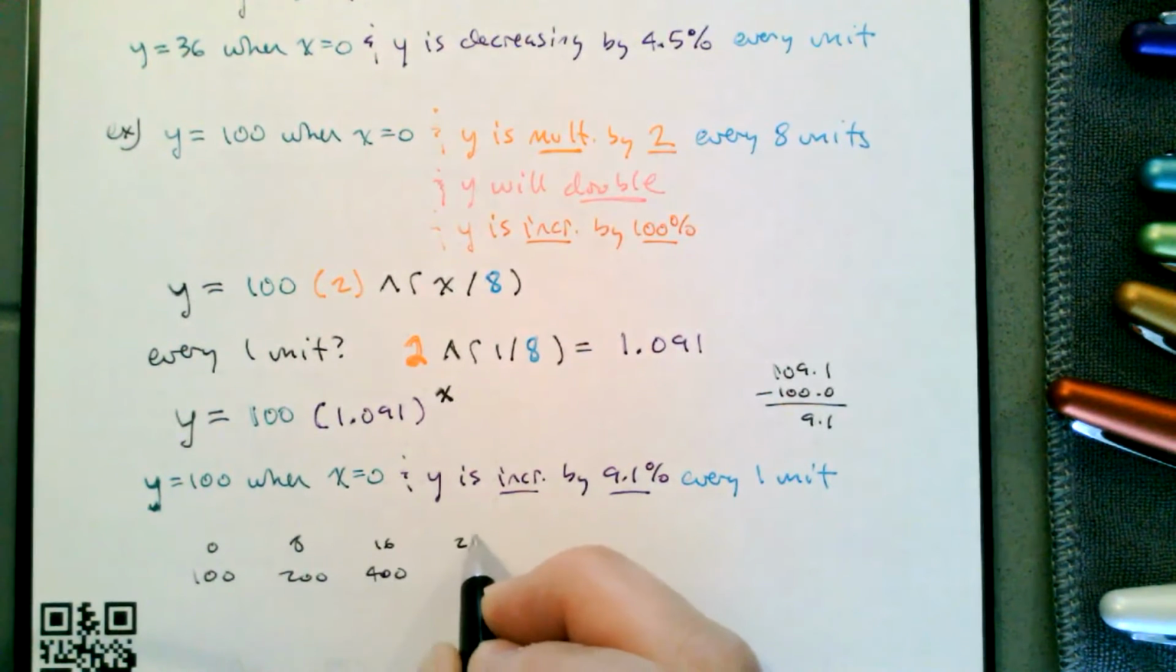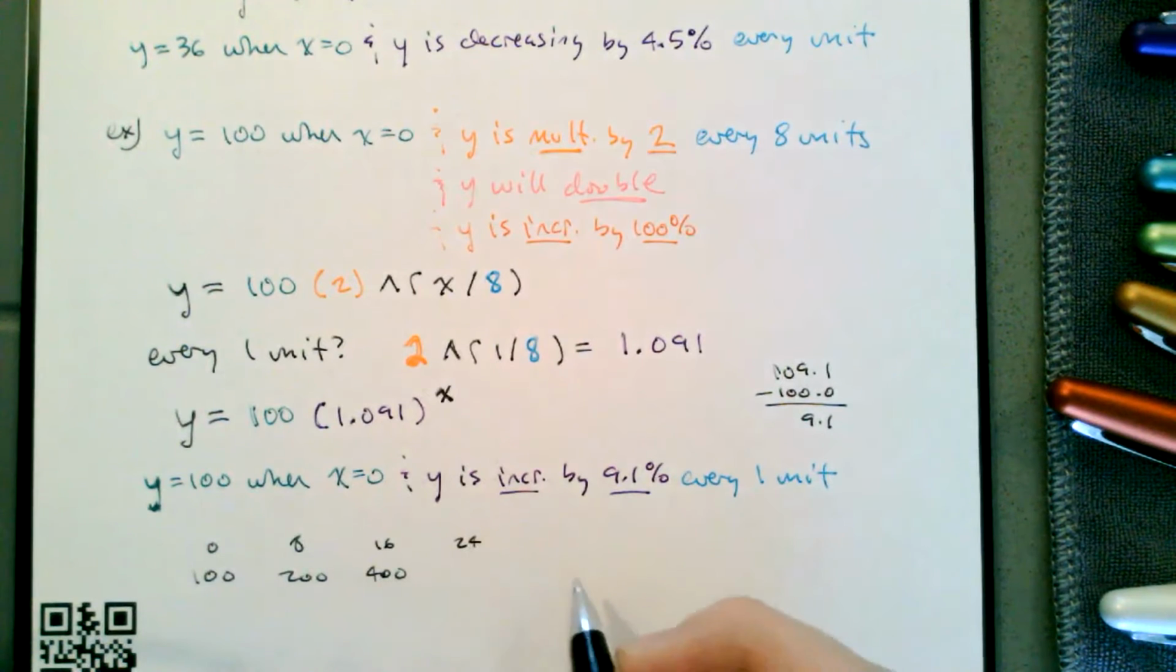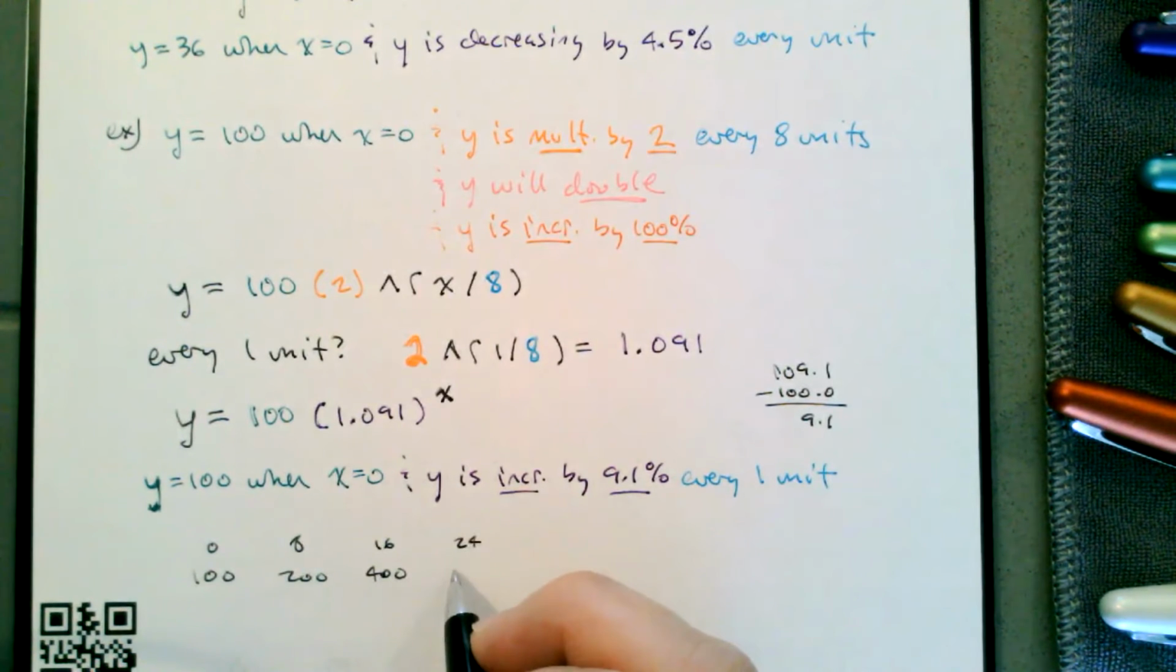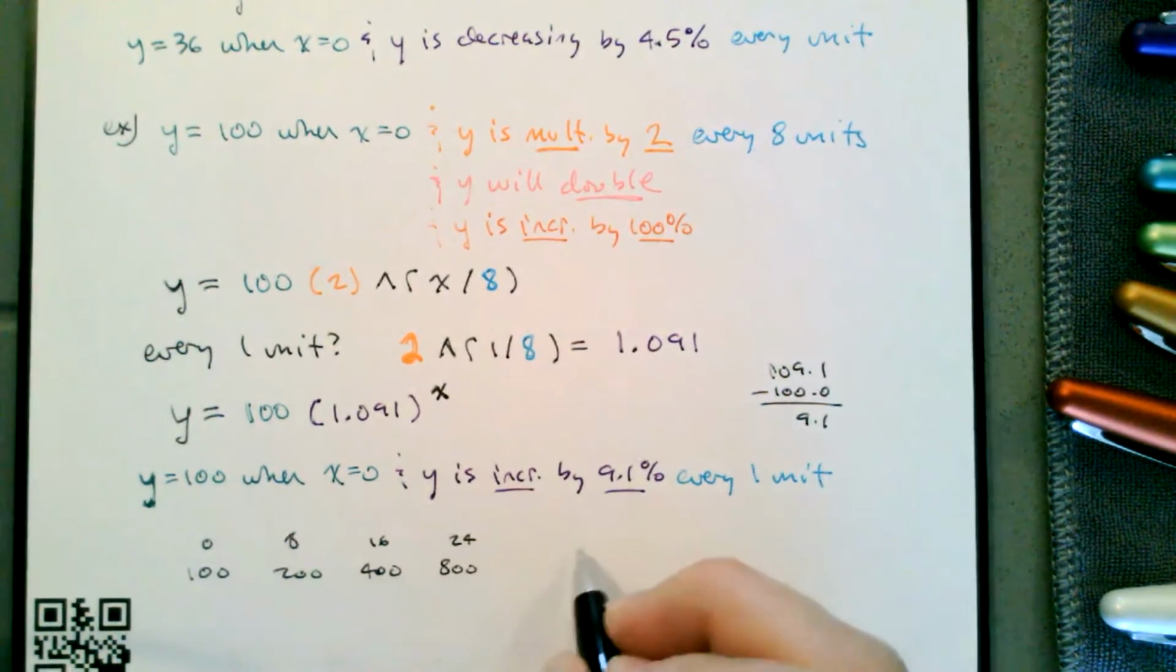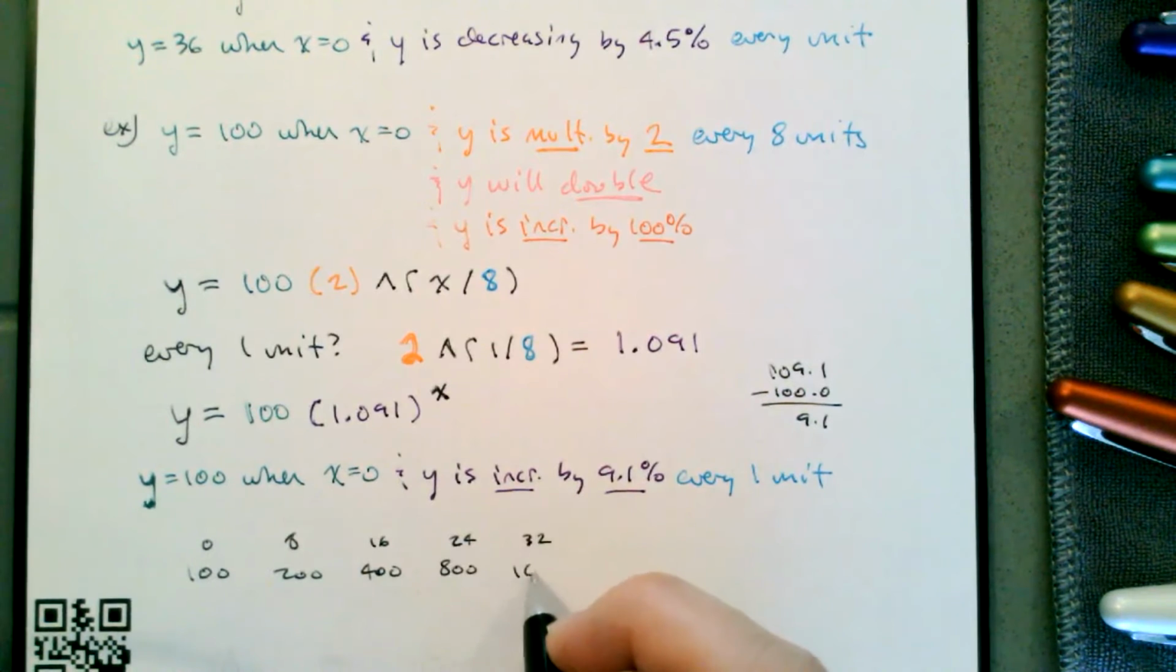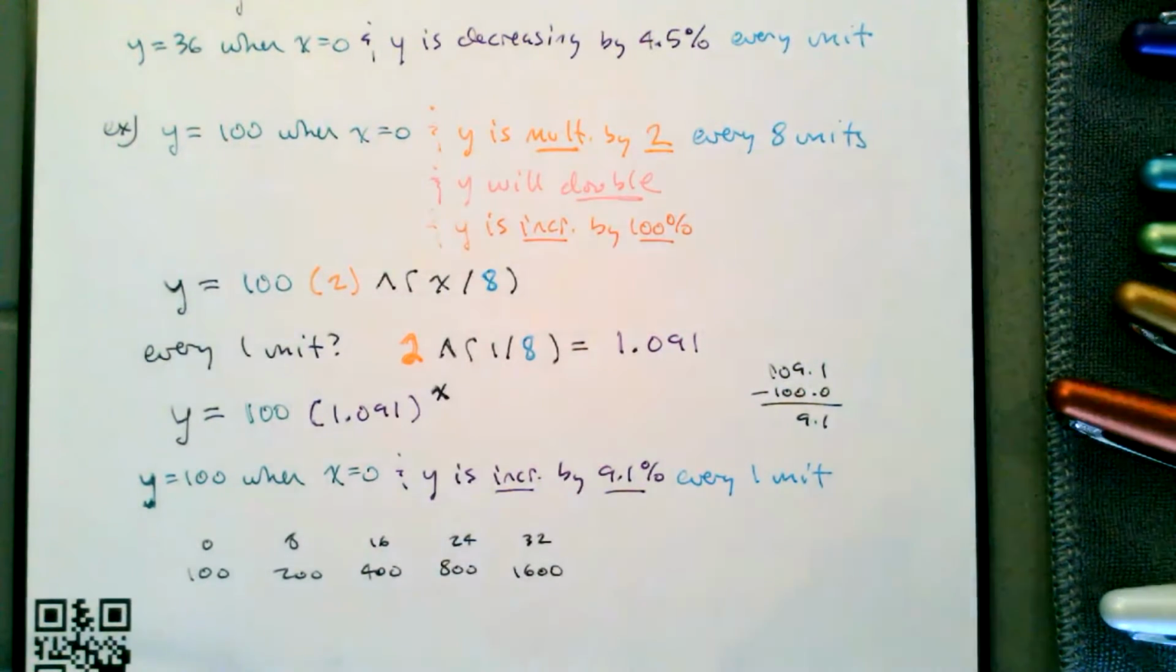At 24 days, a little over 3 weeks out, we'll be at 800. And in a month, it'll have grown by 16 times. So this is just 9.1% per unit, but that will increase by 16 times. 9.1% per day will increase by 16 times over a month.